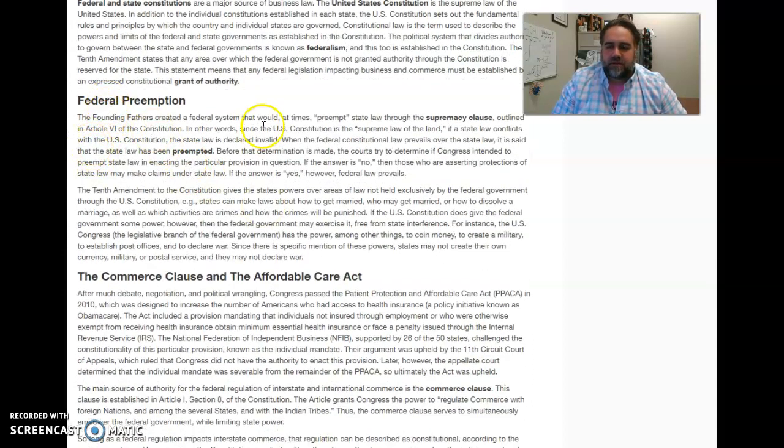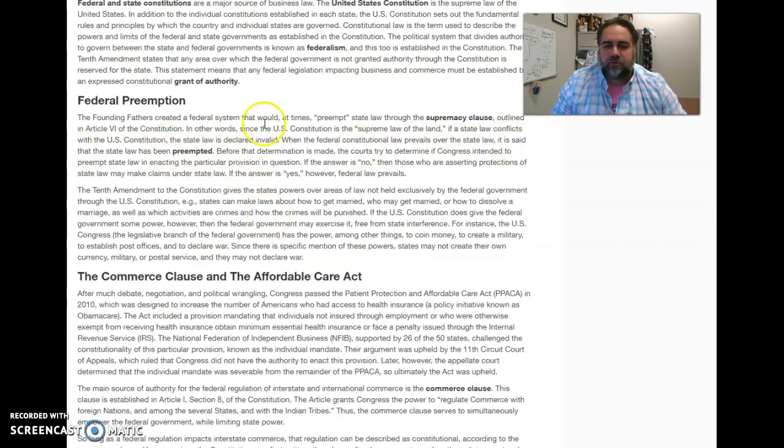Federal preemption. The founding fathers created a federal system that would at times preempt state law through the supremacy clause outlined in Article 6 of the Constitution. In other words, since the U.S. Constitution is the supreme law of the land, if a state law conflicts with the Constitution, the state law is declared invalid. So if a state tries to do something that's categorically unconstitutional, the federal government can step in and say you cannot do that. When the federal constitutional law prevails over the state law, it is said that state law has been preempted.